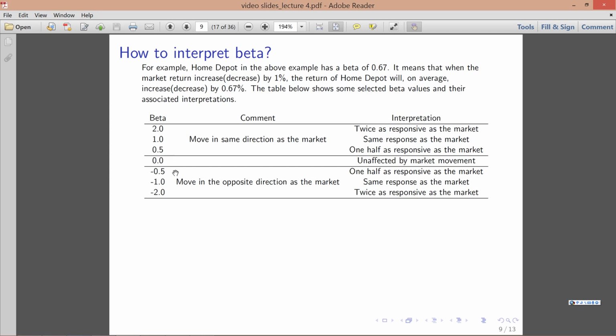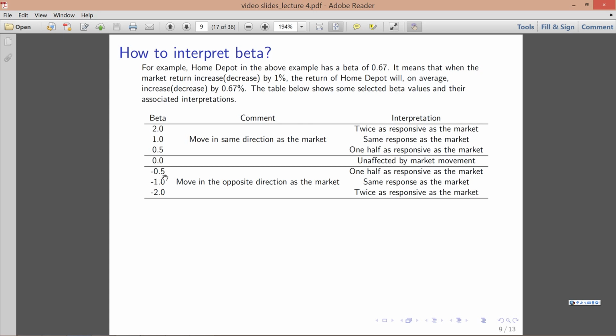But for very few assets, they actually have negative beta. So for example, if the beta is negative 0.5, that means when the market return increases by 1%, this asset's return will decrease by 0.5%.